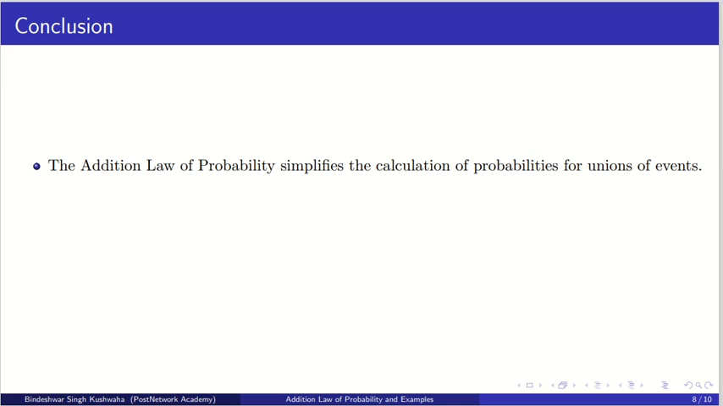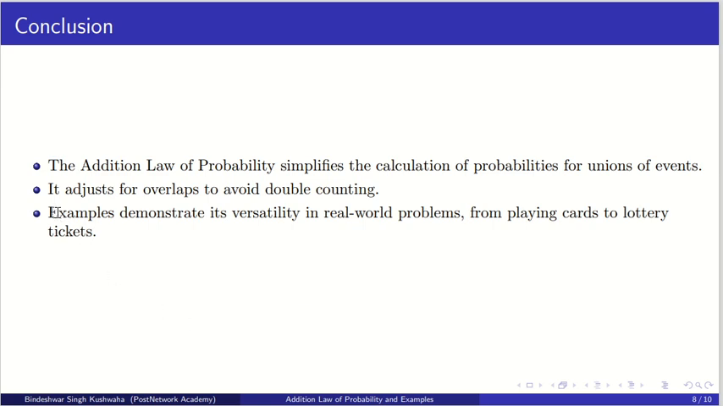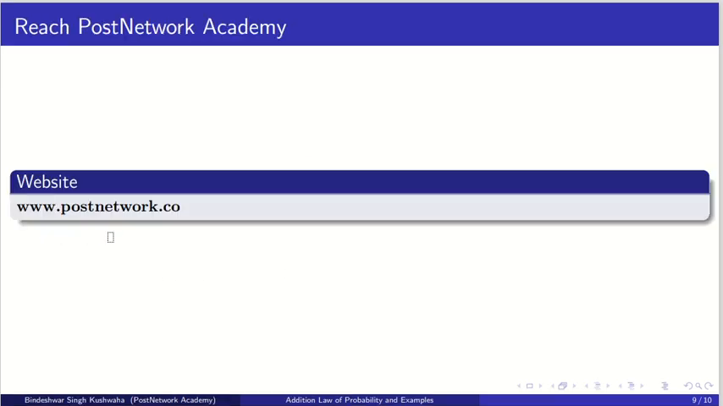Now let us conclude what we have learned. The addition law of probability simplifies the calculation of probabilities for a union of events. It adjusts for overlaps to avoid double counting, in that we subtract the probability of A ∩ B. The examples demonstrate its versatility in real world problems so that you can understand it very easily.